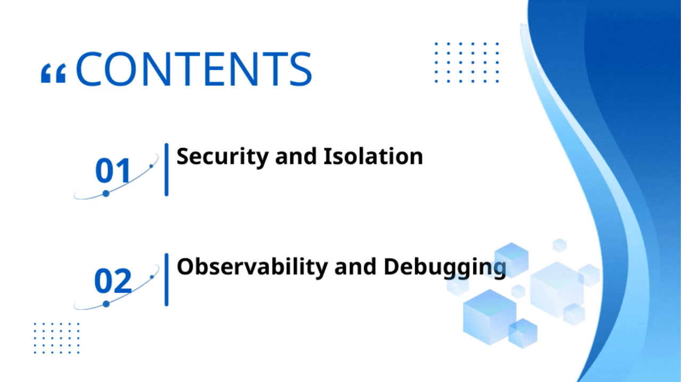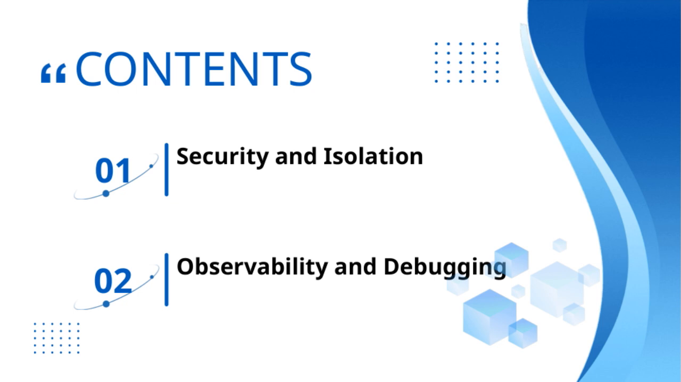Observability involves the ability to understand what's happening inside your system by collecting and analyzing data like logs, metrics, and traces. This helps us quickly identify issues and understand system behavior. Debugging, on the other hand, is the process of pinpointing and fixing problems once they've been detected. Together, these practices ensure we can maintain high availability and performance, even as systems grow more complex.